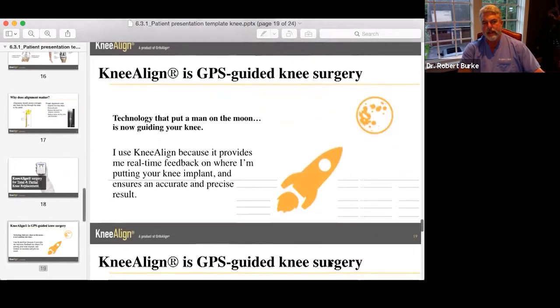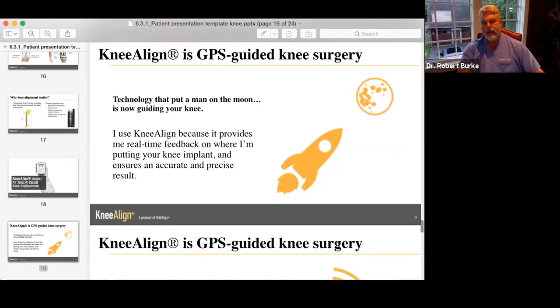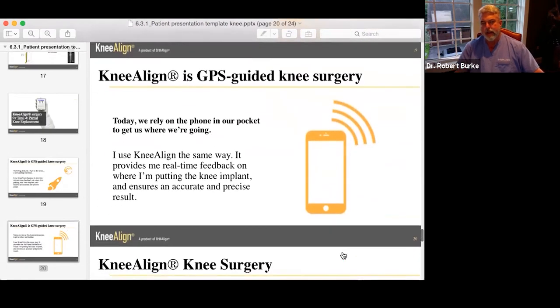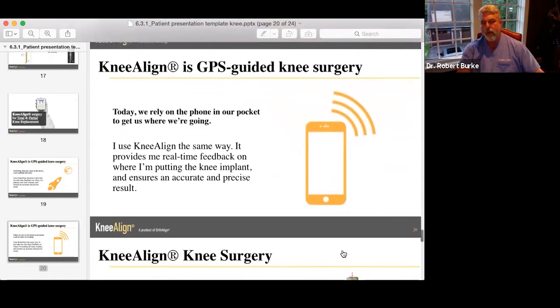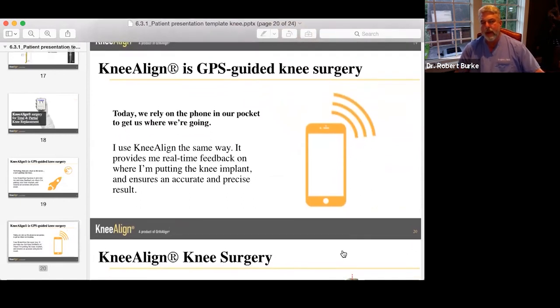The knee aligned system is a GPS guided surgery that basically has a computer driven device to allow one to determine the axis of the extremity at the time of surgery, and then to be able to set the cutting guides appropriately so that when the bone is resected, it is restoring the normal alignment of the knee, which is invaluable in determining the long-term success of the implant.